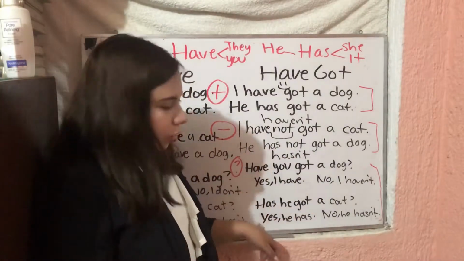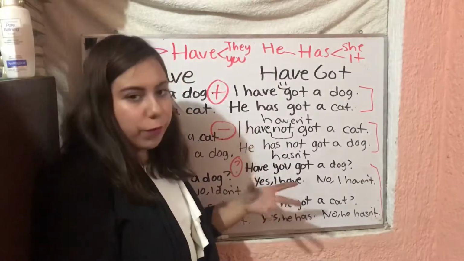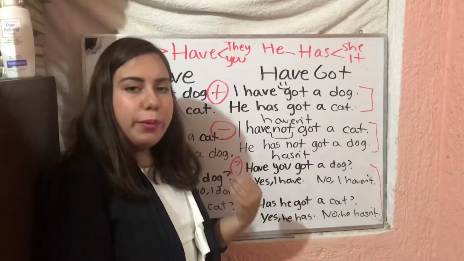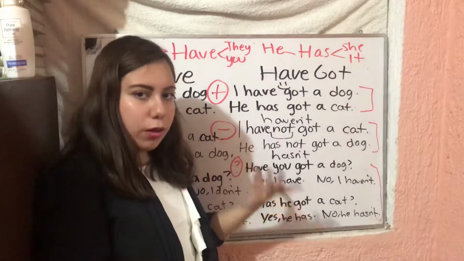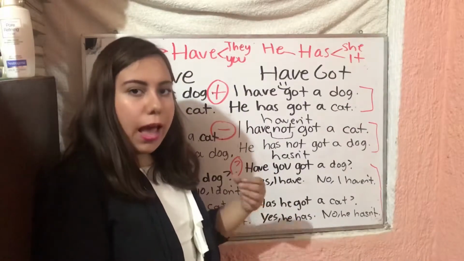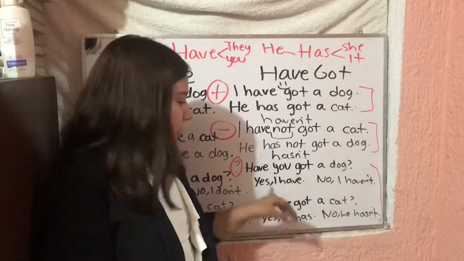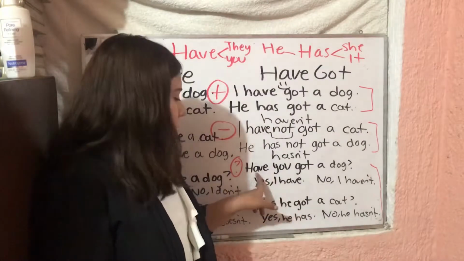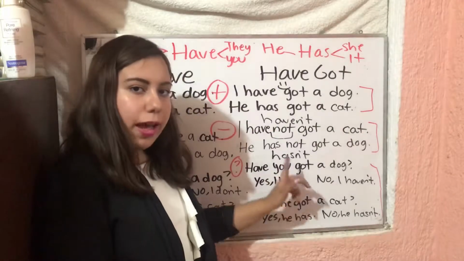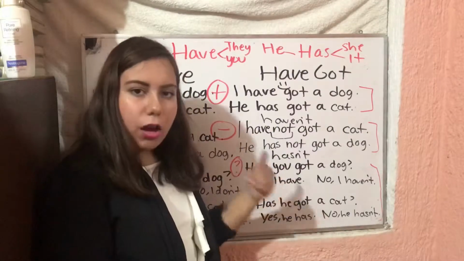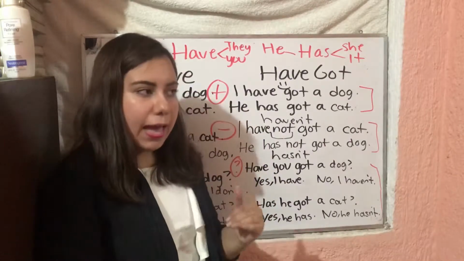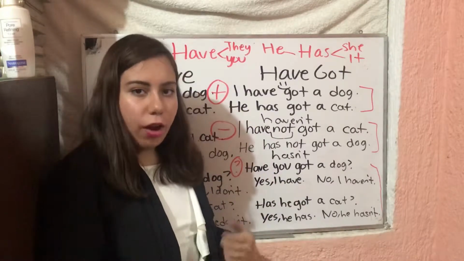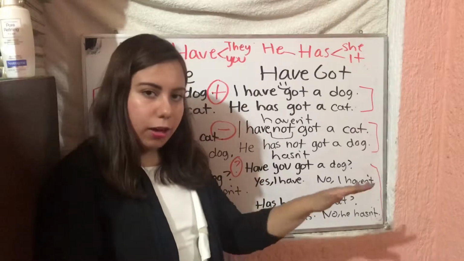Now here for questions, we begin with the verb have or has. It will be my first word. I'm not going to use an auxiliary, so I'm not going to begin with do or does. I'm going to begin with the verb. It's going to be the verb, have or has, subject, and got. Have I got, have you got, have we got, have they got, has he got, has she got, has it got, and then the complement.